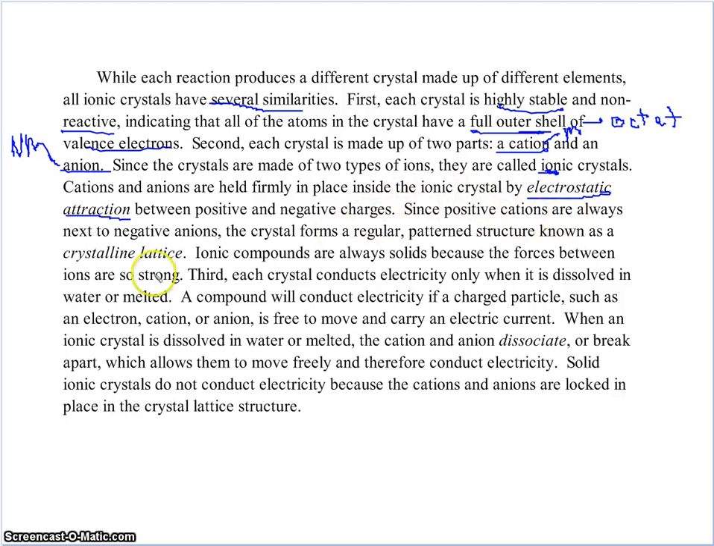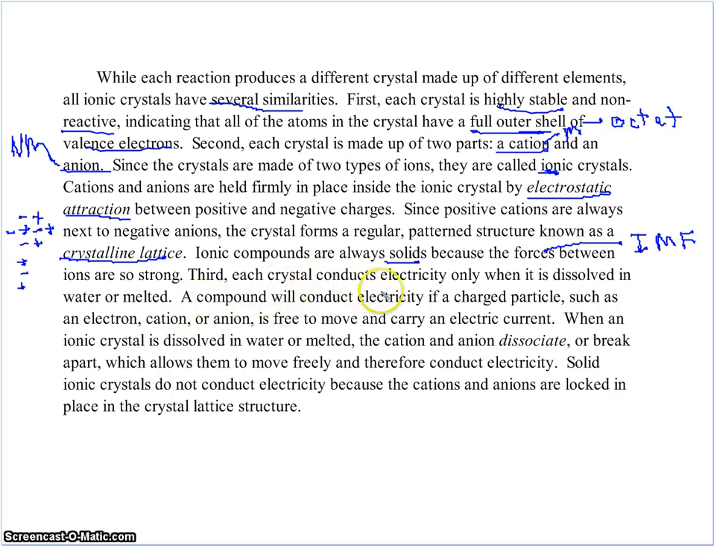Since positive cations are always next to negative anions, the crystal forms a regular pattern structure known as a crystalline lattice. Right, so we've got like positive, negative, positive, negative, positive. So next to the positive, it's surrounded by negatives. Because if you had two positives next to each other, they'd repel each other. And the negative is always surrounded by positives. And then there'd be a positive right here. So they completely lock in and attract each other. Ionic compounds are always solids because the forces between ions are so strong, right? The intermolecular forces, back from our phases reading.